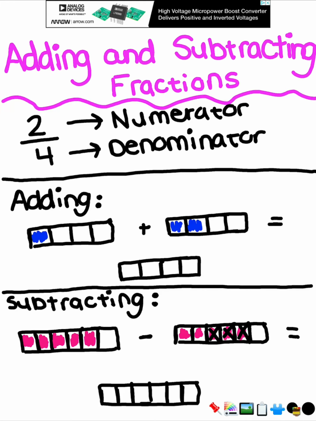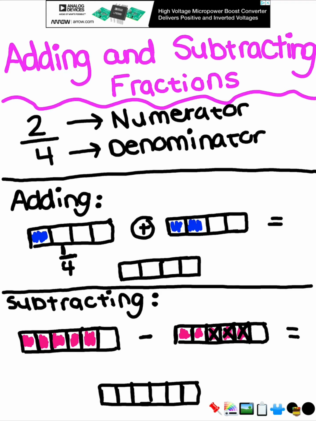So let's look at the first one. We will be adding these fractions. So let's look at the first fraction bar. How many equal pieces are in this fraction bar? 4 equal pieces. And how many of those pieces are shaded? 1. So this first fraction bar represents 1/4.